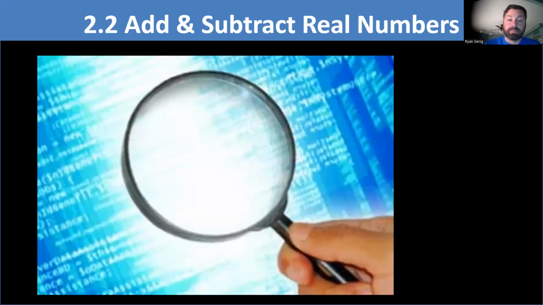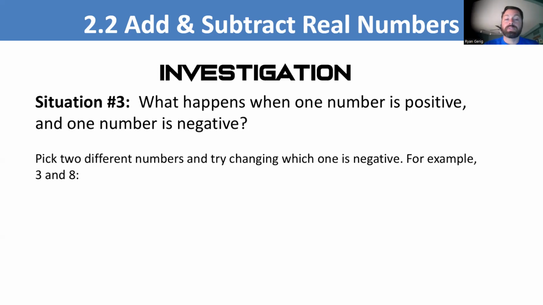Let's investigate now. What happens when one number is positive and the other number is negative? I want you to pick 2 different numbers and try changing which one is negative. So you're going to be basically doing 2 problems here. For example, try 3 and 8. Go ahead and pause the video, make 3 negative, add them together, and then make 8 negative and add them together.